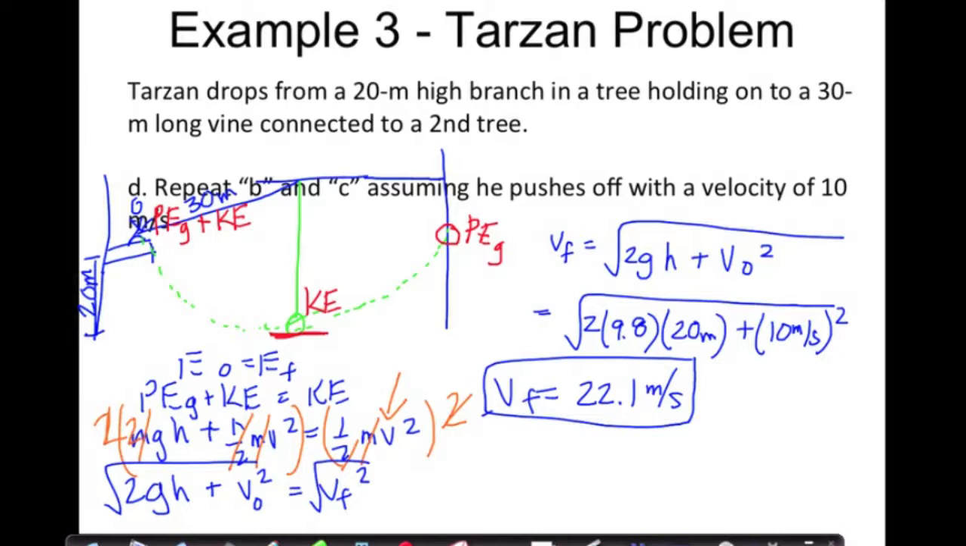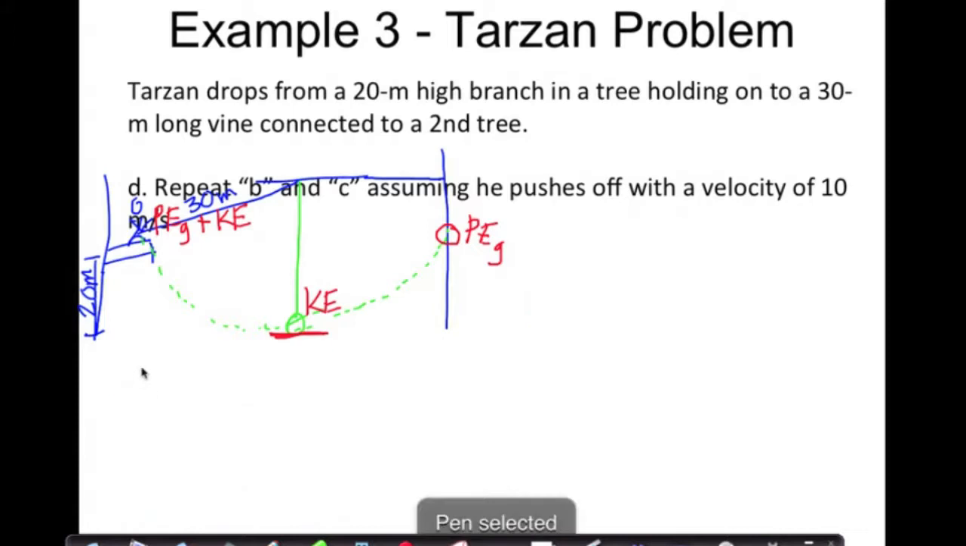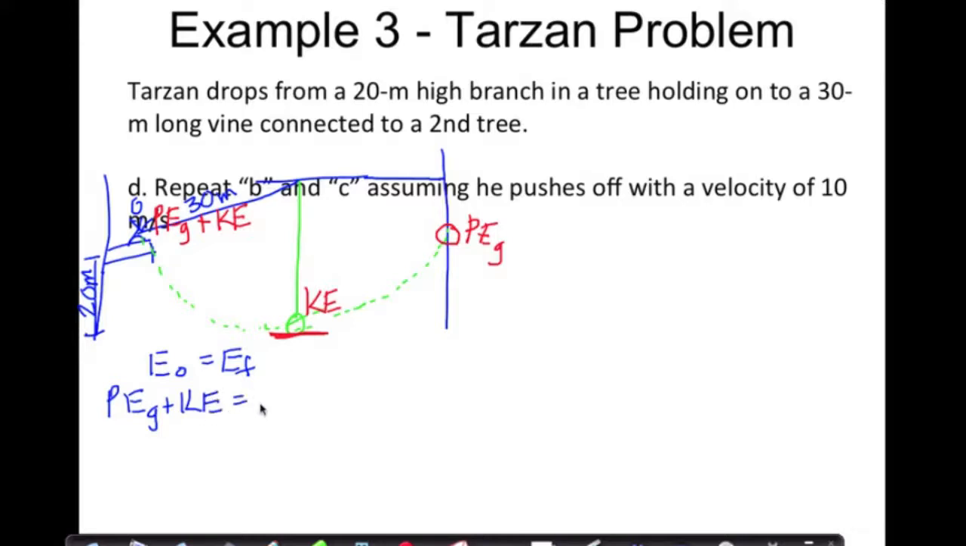Let's continue and solve for that max height as well. This time when we're resolving for C, the max height, our energy initial and our energy final change again. So Tarzan has gravitational potential energy and kinetic energy initially, and after, he only has gravitational potential energy. This is our max height we're looking for. So when we solve, we get mgh max. Our h max is what we're looking for.